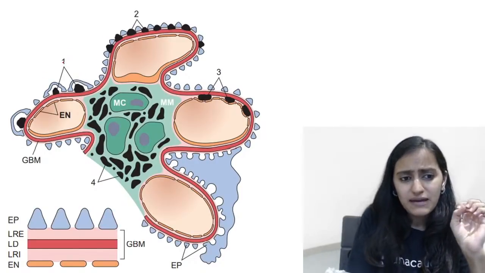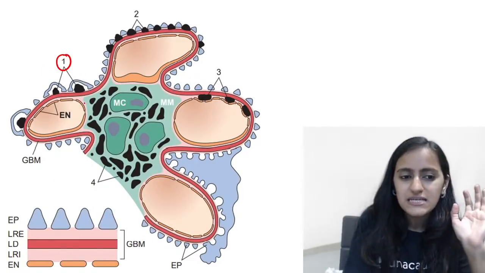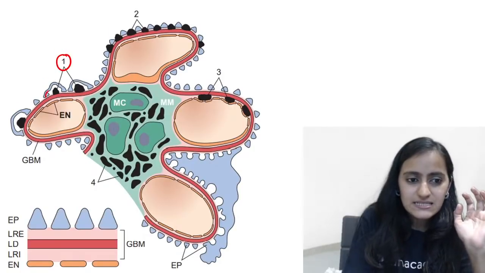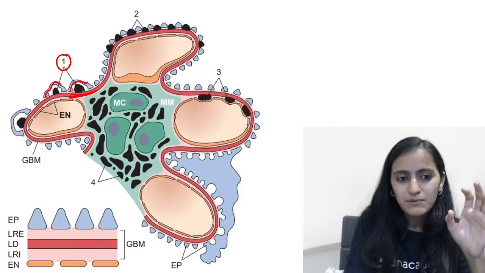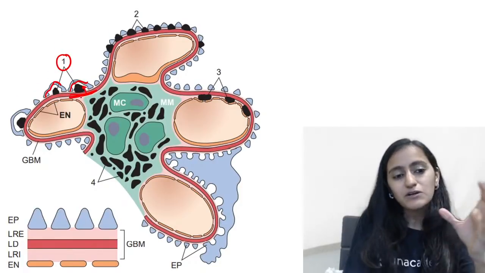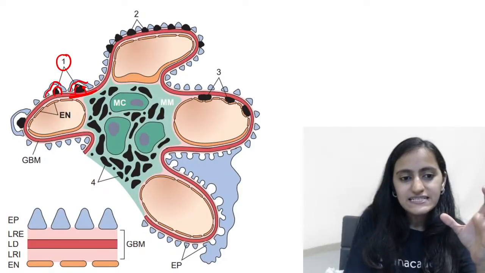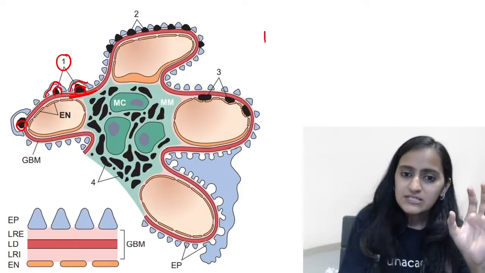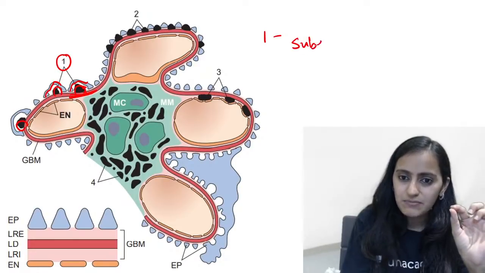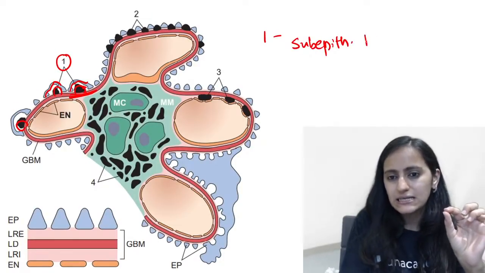So in this image, number one, what do you see here? What is happening here? This is basically the epithelium. This is where you have the basement membrane. So on the epithelium side of the basement membrane, you have these humps, right? There are these humps on the subepithelial side. So number one that you see in this image are subepithelial humps.